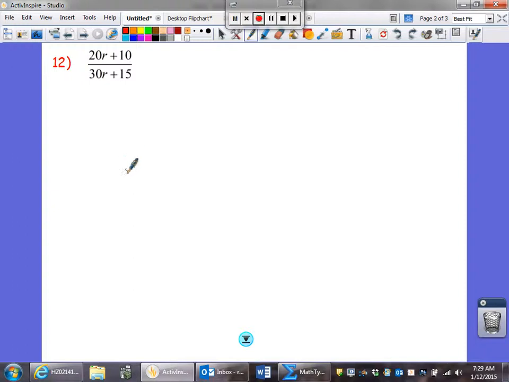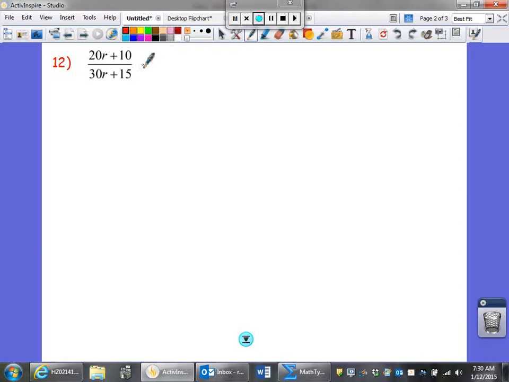I'm going to go ahead and bump it on to number 12. Reading the directions, write each rational expression in lowest terms. Remember, you cannot reduce, for instance right here, 10 and 15 because they're next to plus signs. Anything directly next to a plus sign or a minus sign, you will not be able to reduce. You can only reduce when they're next to multiplication signs. So since this term, 20r, is next to a plus sign, you are not allowed to reduce it with 30r, which is next to a plus sign.